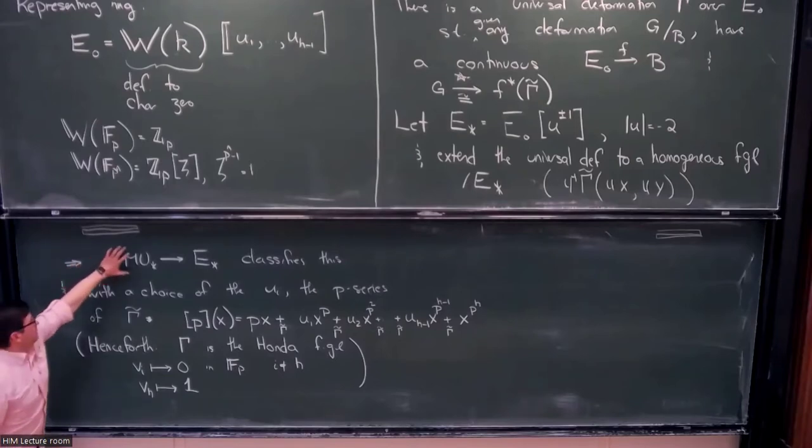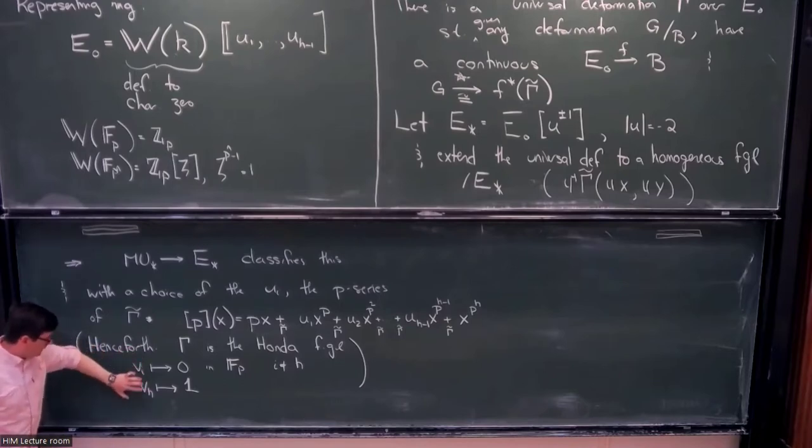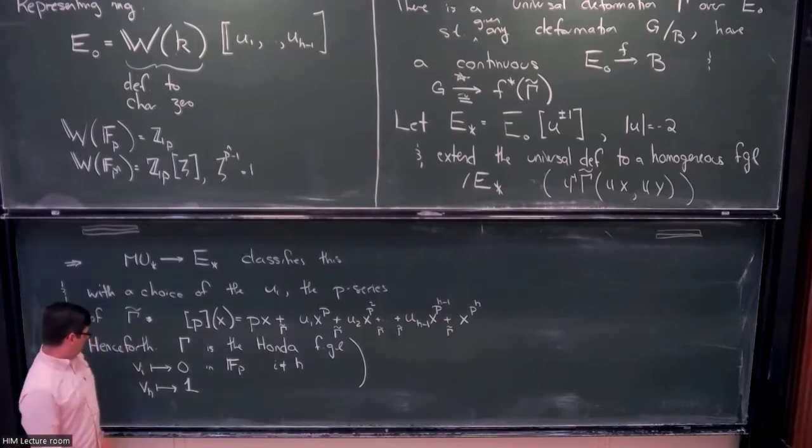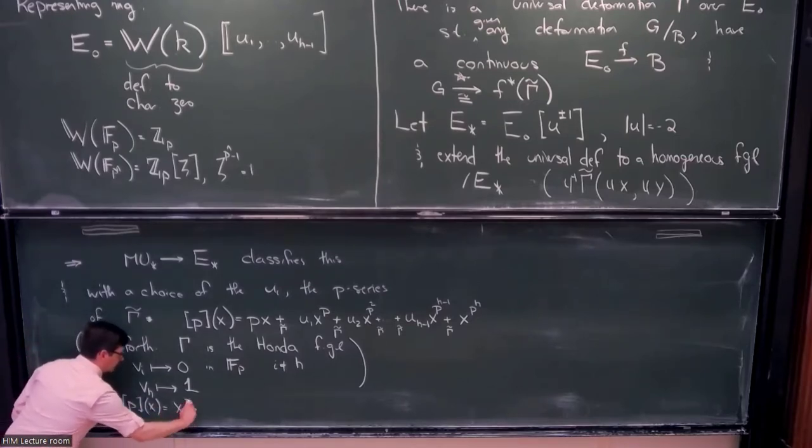So when I have this map from the Lazard ring into E star, I was able to choose my deformation parameters so that I was exactly deforming the P series. And the reason that I should have mentioned that I was in the Honda formal group law is that the P series for the Honda formal group law, by the way that I can define the VIs, is just P of X is X to the P to the H.